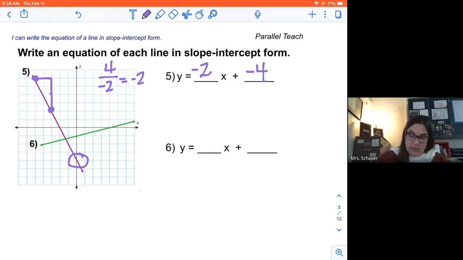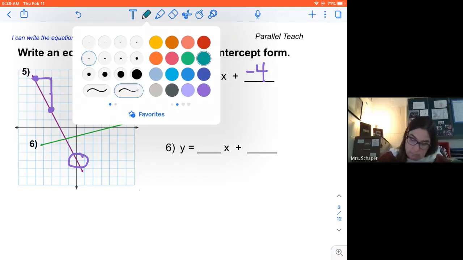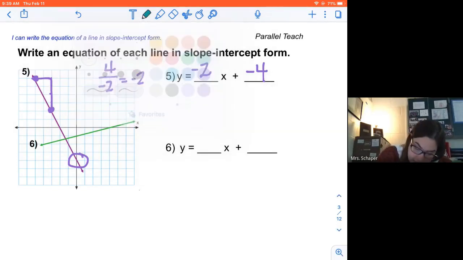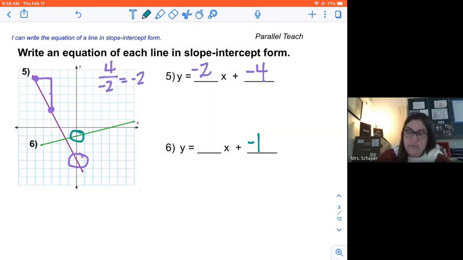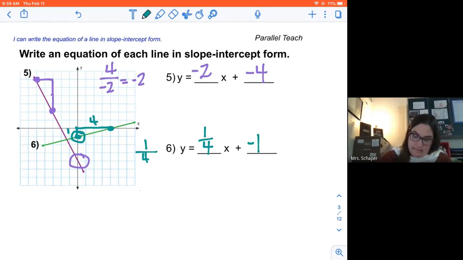Let's go ahead and look at the green one. It crosses the y-axis at -1. So that's my B. And my slope, I'm going to pick 2 points. So I'm going to pick this point and this point. I rise 1 and I run 4. So my slope is 1/4.